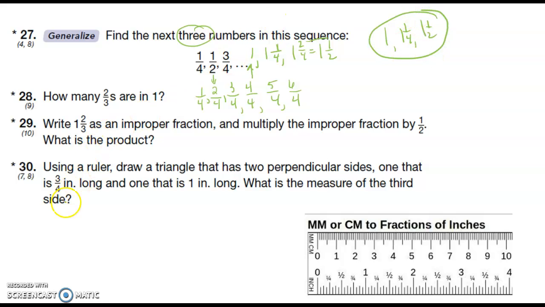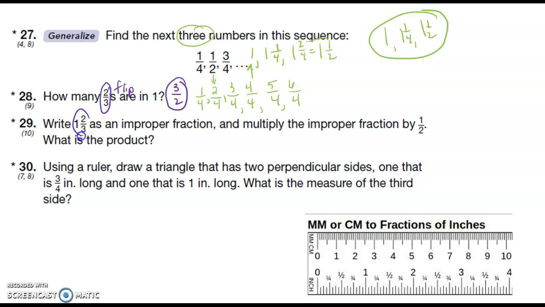Holler at me if that does not make sense. How many 2/3 are in 1? Remember, we flip it. 3/2. Because 3/2 times 2/3 is 1.